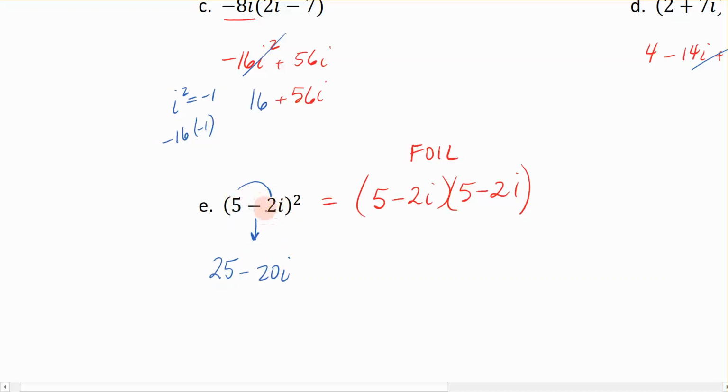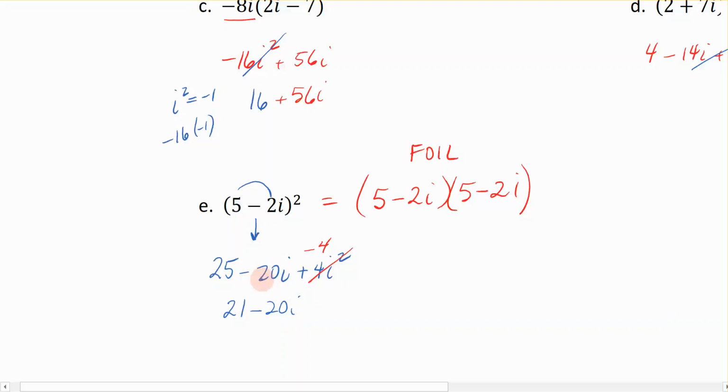And then I'm going to square the last. This last term right here squared. Well, negative 2i times negative 2i is a positive 4i squared. Now let's simplify this right here. We know already that i squared is a negative 1. So this right here is going to be a negative 4, right? i squared is a negative 1 times 4 is a negative 4. Okay, so we can say 25 minus 4, which would be 21, and then minus the 20i that we still had sitting right here.